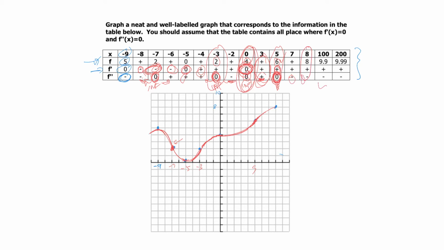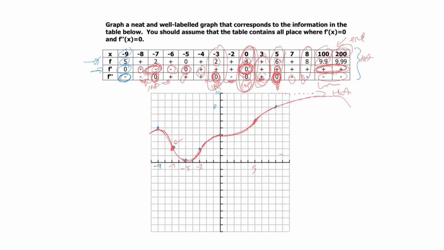And what happens here at the end behaviors? Notice how 100 and 200 are way off my scale. This actually tells you something about the end behaviors. And if you notice, as the x gets bigger, it seems like it's approaching a horizontal asymptote at 10. So over here, I'm just going to draw a dash, dash, dash, indicating a horizontal asymptote. And what's the behavior here? I have to be always going up, and I'm going to have to keep curving down, curving down.